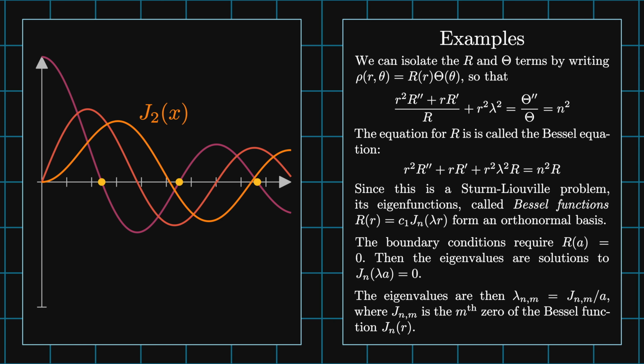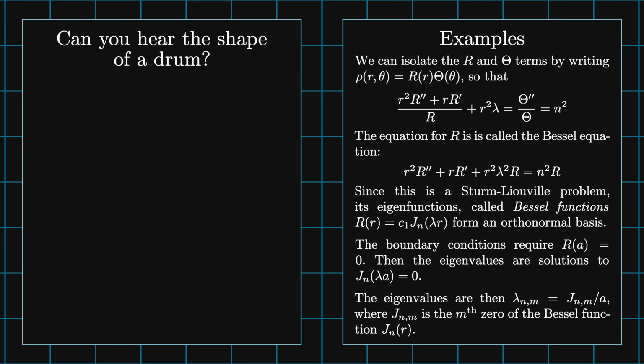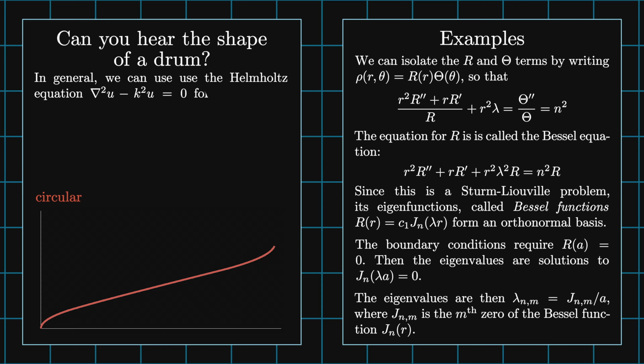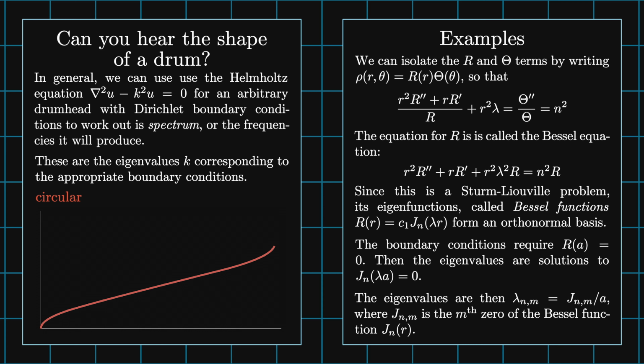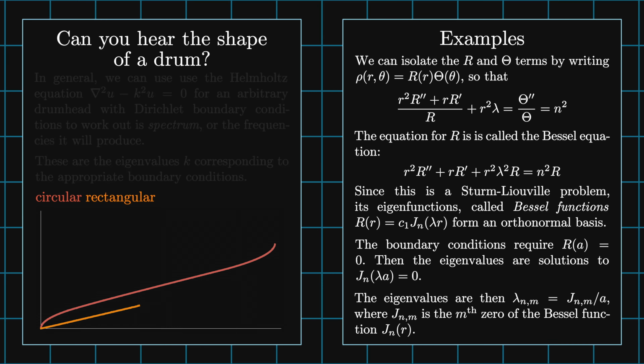In the example we just worked out, the circular drum resonates at frequencies corresponding to the eigenvalues lambda_nm. In general, we can use the Helmholtz equation, the Laplacian of u minus k squared u equals 0, for an arbitrary drumhead with Dirichlet boundary conditions to work out its spectrum, or the frequencies it will resonate at when struck. These are the eigenvalues k corresponding to the appropriate boundary conditions. For simple drums, for example, rectangular or circular drums, these spectra are different.